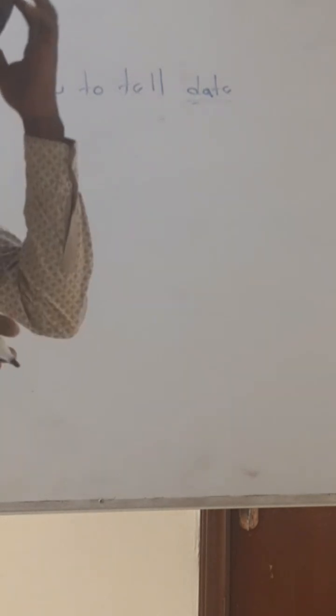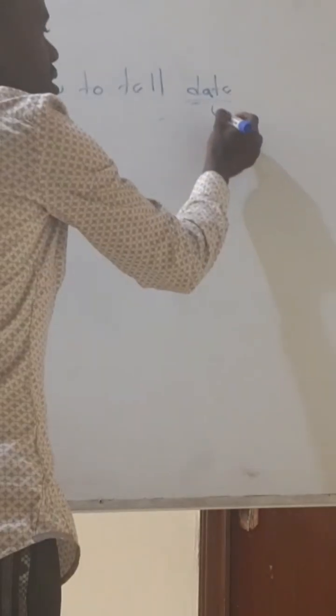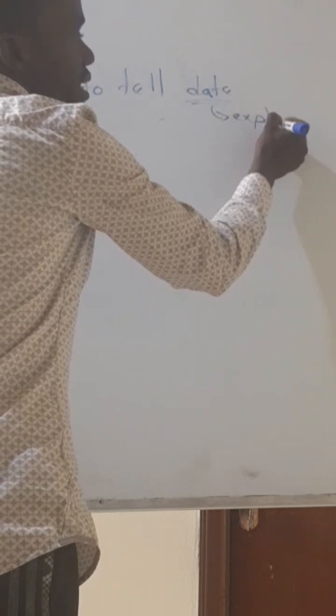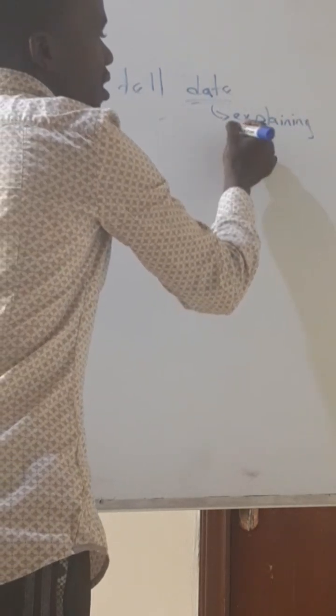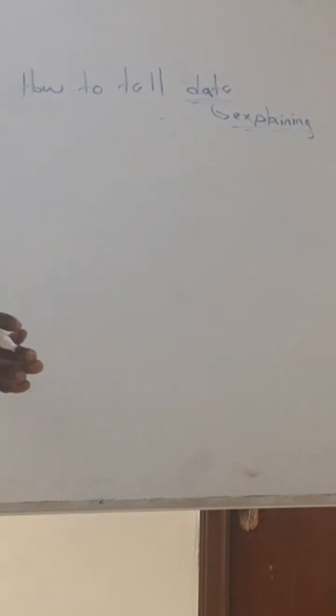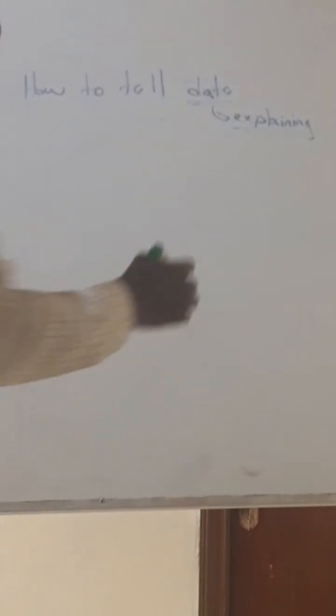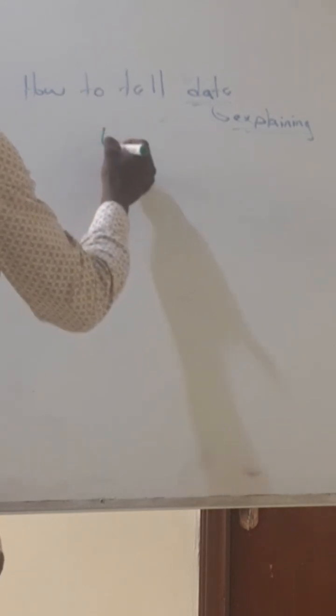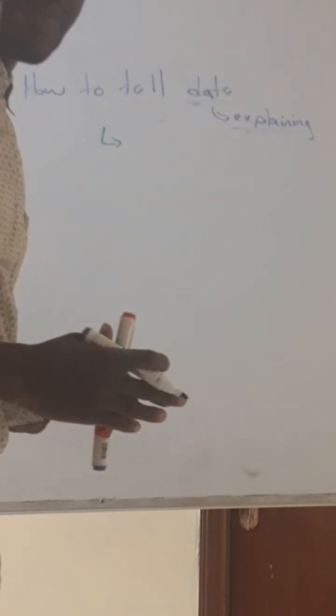Okay, so what does date mean in English? When you say date, you're trying to explain that day. Okay? You're trying to describe that day. So you first analyze what is that day.